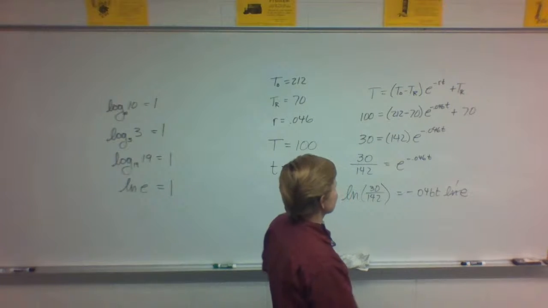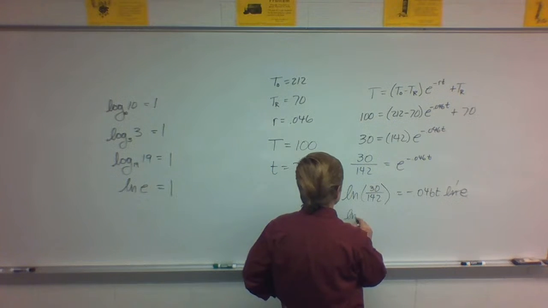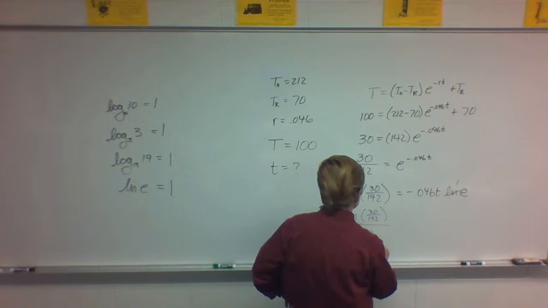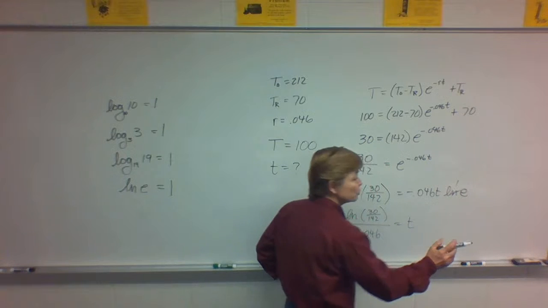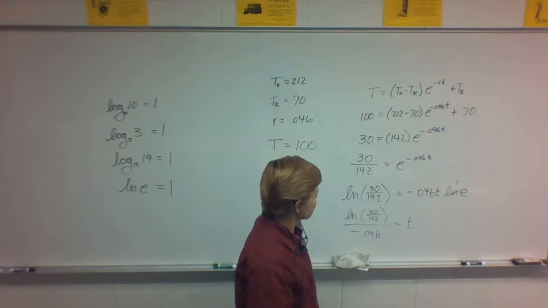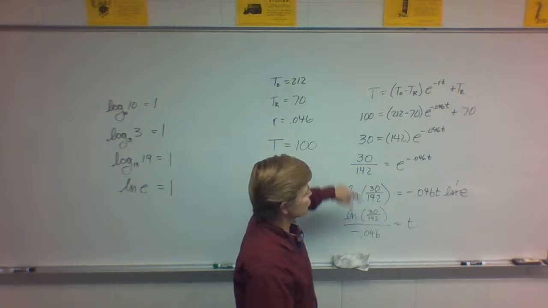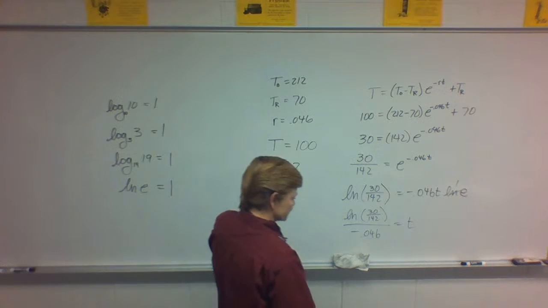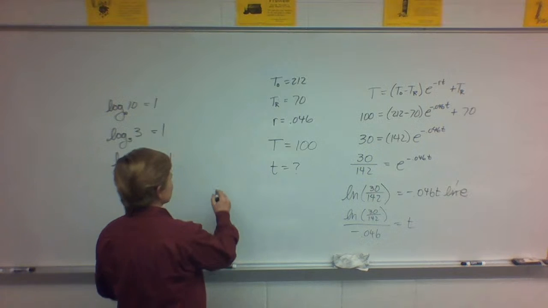So that went to 1, and I've only got one step left, and that's to take the natural log of this fraction over negative 0.046. Before you do that, put your calculators down for a minute. I want you to think about this. Is 30 over 142 more or less than 1? Less. Do you remember what the log curve looks like?